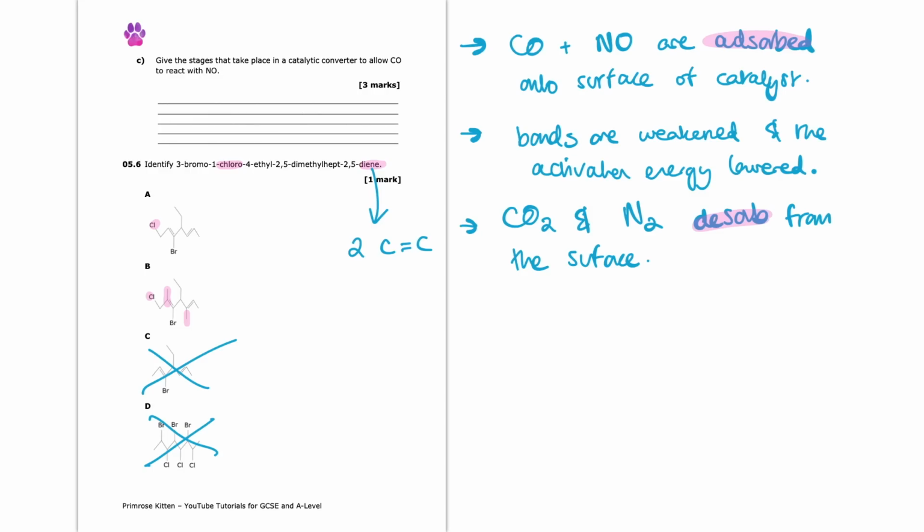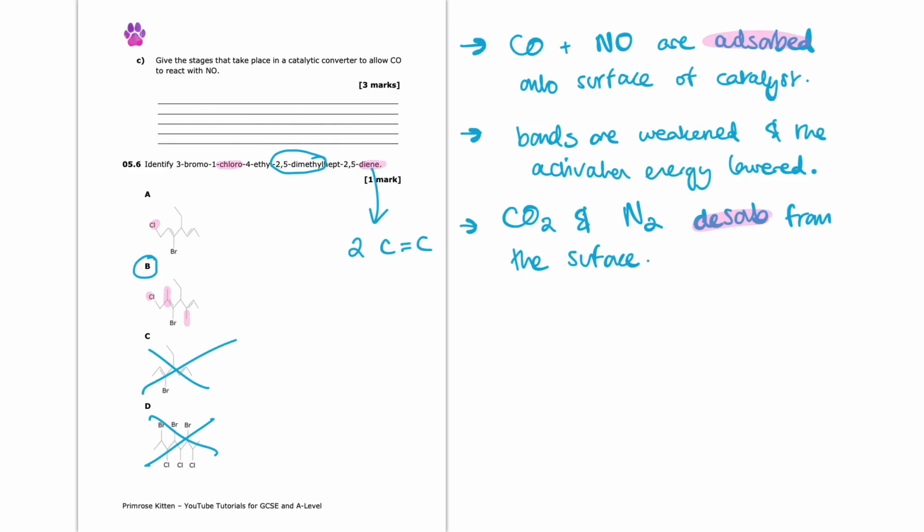So if we look back at this name here, I can see it does indeed say 2,5-dimethyl, which means 2 methyl groups. And so that tells me that our answer must be B, because A just doesn't have any methyl groups. So there we go. That would be the answer to 5.6.